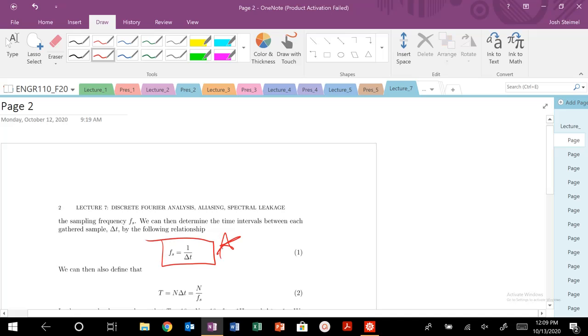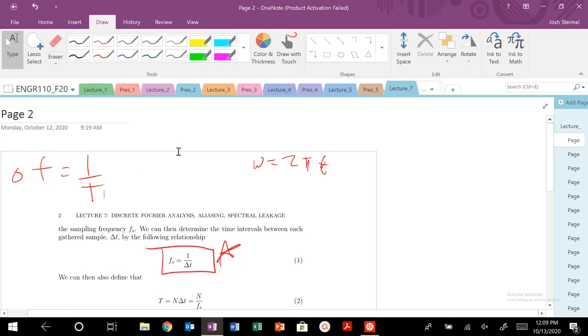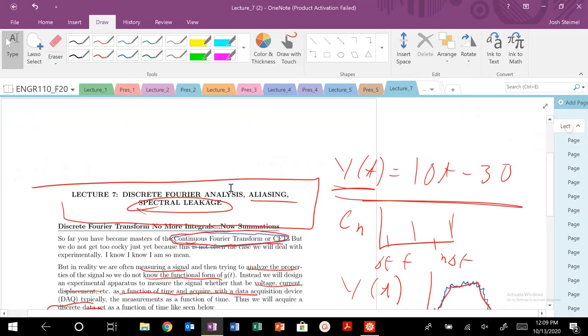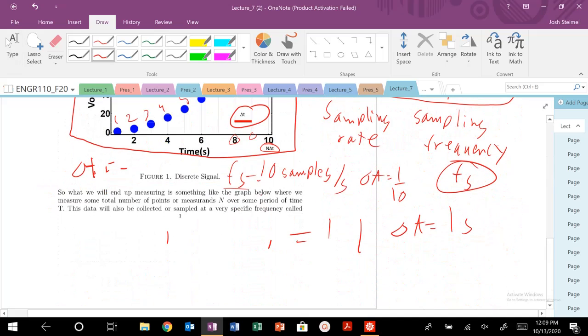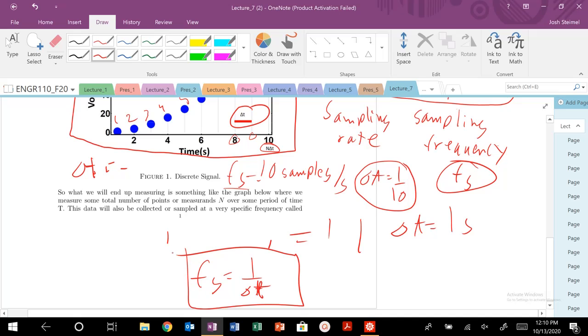So again, I'm going to star some of these key relationships. We had omega equals 2 pi f. We also had in our previous video that our delta f, our fundamental frequency, was 1 over our period T. How do we calculate our period T here? Well, let's look back at this previous picture. 10 samples per second, 10 hertz. We said that delta t is just going to be 1 over 10, so we could see that f sub s is equal to 1 over delta t, the number of samples per second. So that is our f sub s.